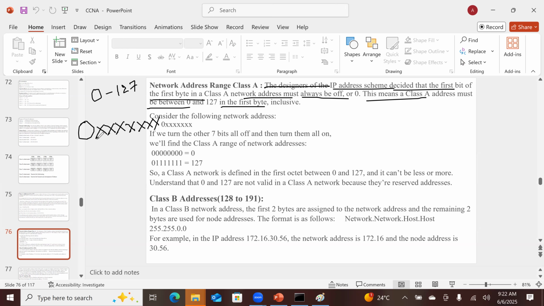If I make all of them 0, the first bit is always 0 and the remaining also all 0, then this is the first range of class A, that is 0. If I make all of them 1, what will you get? How do you convert this into decimal, and how exactly is it 127?